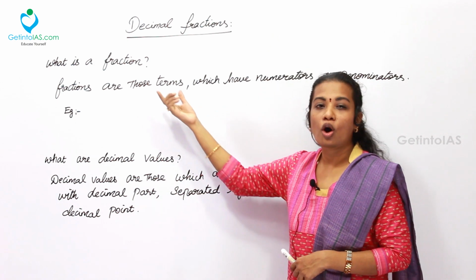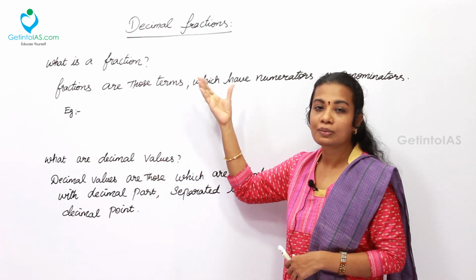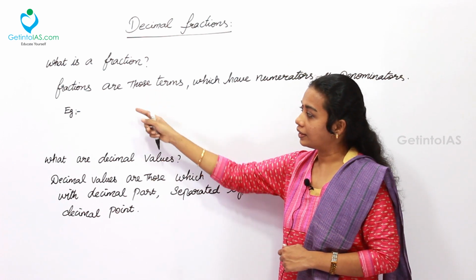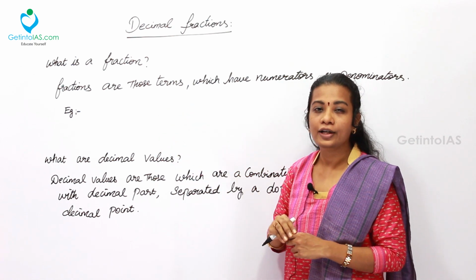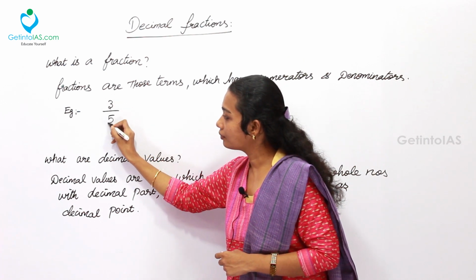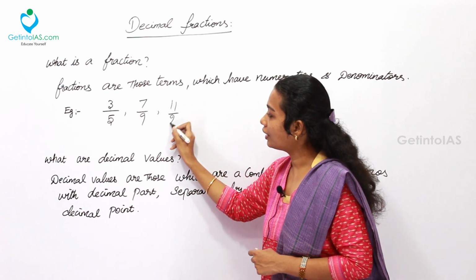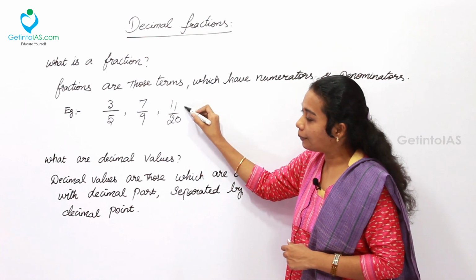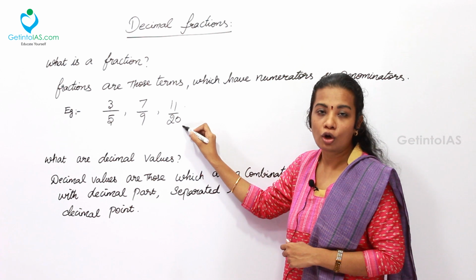First, let's know what a fraction is and what a decimal value is, then we can move to the decimal fraction topic. The first one is: what is a fraction? Simply stating, fractions are those terms which have a numerator and a denominator. Say, for example, 3 by 5, 7 by 9, 11 by 20, all are examples of fractions. The upper part is known as the numerator and the lower part is known as the denominator.